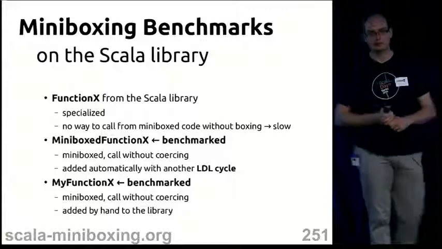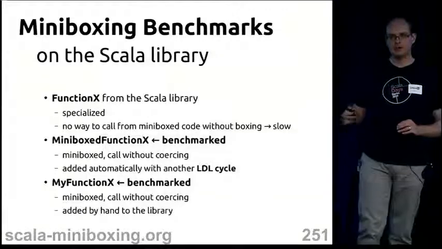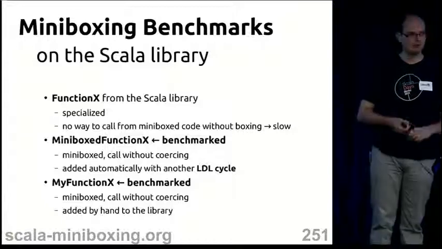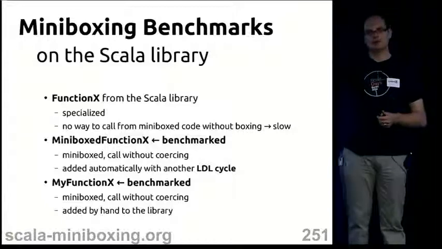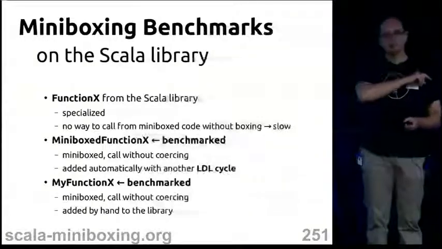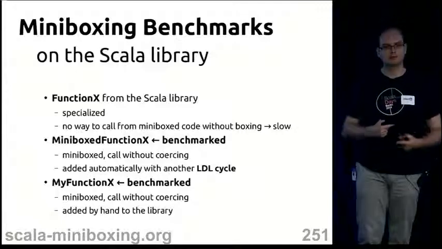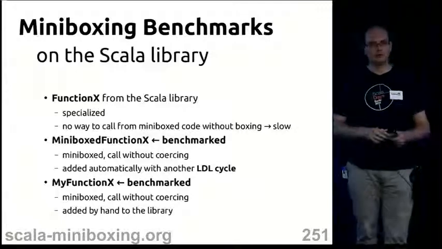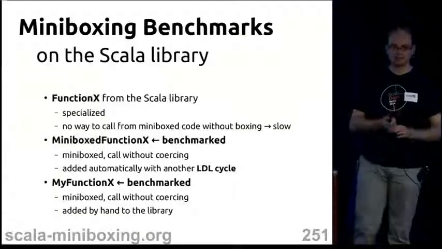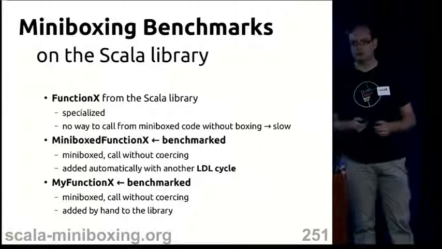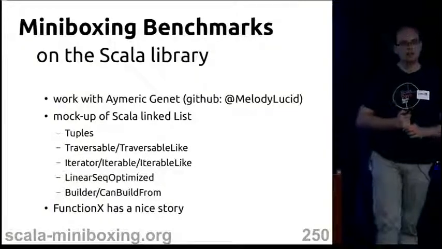The other version we benchmarked is what Emmerich did. He just created a my function x, which was miniboxed. And he didn't have the nice syntax which said x goes to x plus 1. He had to basically desugar, as if he was the compiler, to an anonymous class that conforms to this function minibox, my function x. Wasn't too bad, but he had to add this by hand.